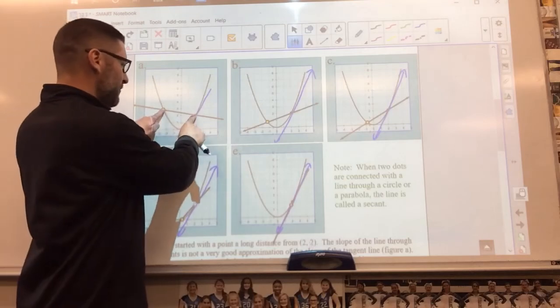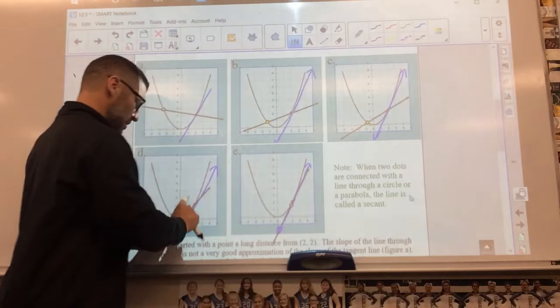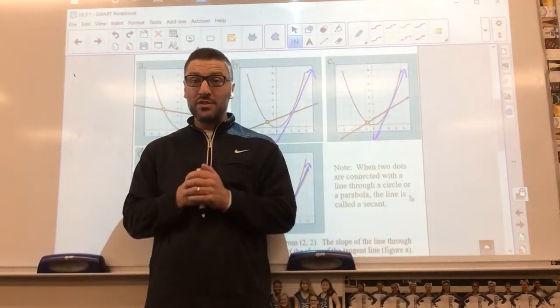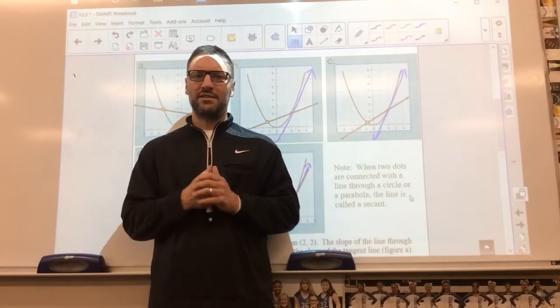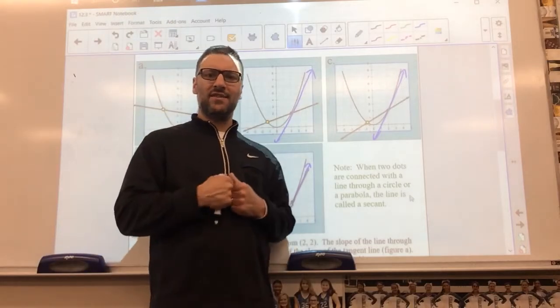Here, these 2 points were far away. And as the points got closer and closer to each other, as the points approached each other, what happened was we got a better and better approximation of the slope of that tangent line. And that's really the overriding idea of the tangent line problem.